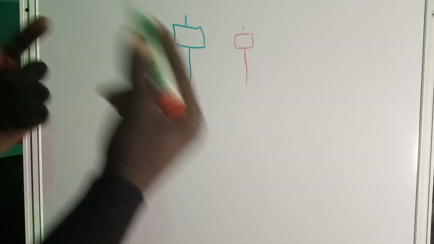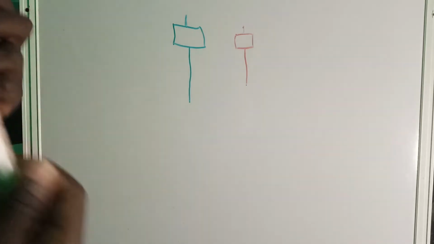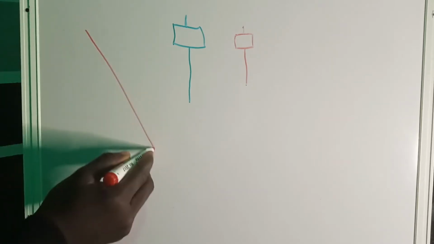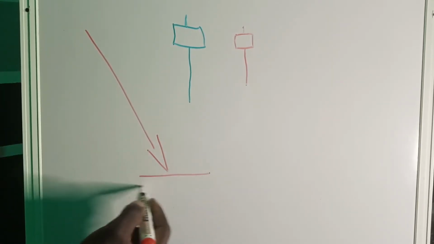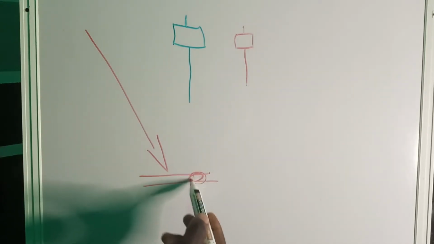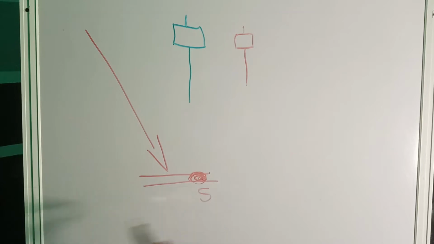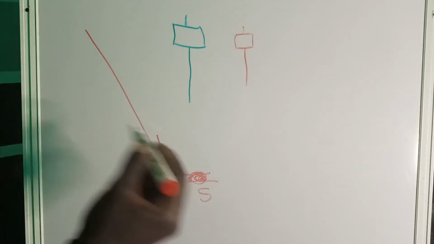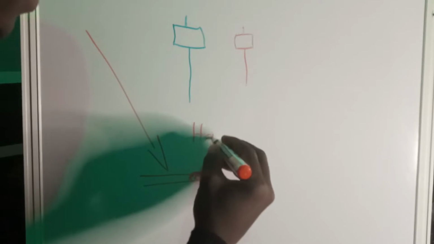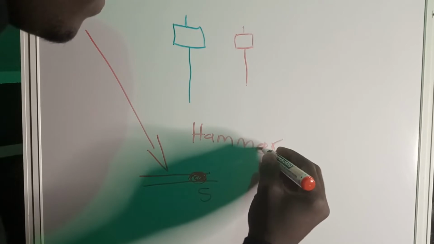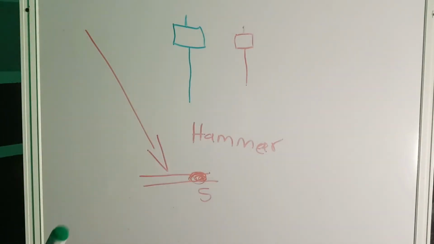Now, if this candlestick should form on a support level, it's telling you that the momentum pushing price down is slowing down. And if this kind of hammer should form on a support level, then you will likely see price push higher. I want you to take note of this hammer. This is the hammer candlestick.